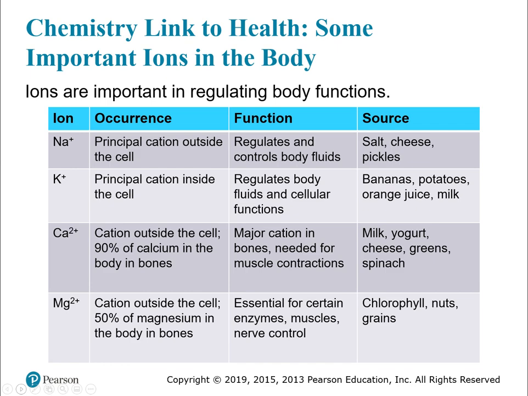Ions are really important in the body. Sodium and potassium are key for regulating body fluids and cellular functions. You can find these in salt, cheese, pickles, that's for sodium. Potassium, everyone says bananas, bananas, bananas, which yeah, they have potassium. But potatoes have a lot of potassium, more than bananas. So somebody's trying to get people to buy bananas. Orange juice, milk, those are other places where you can get a good amount of potassium.